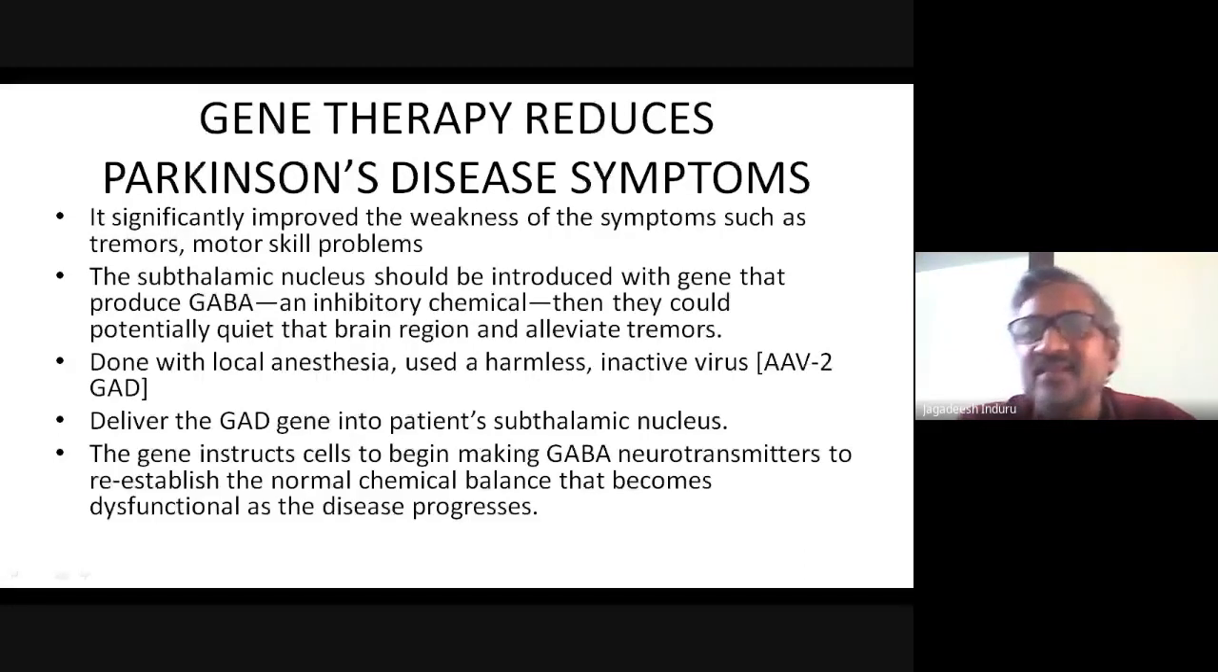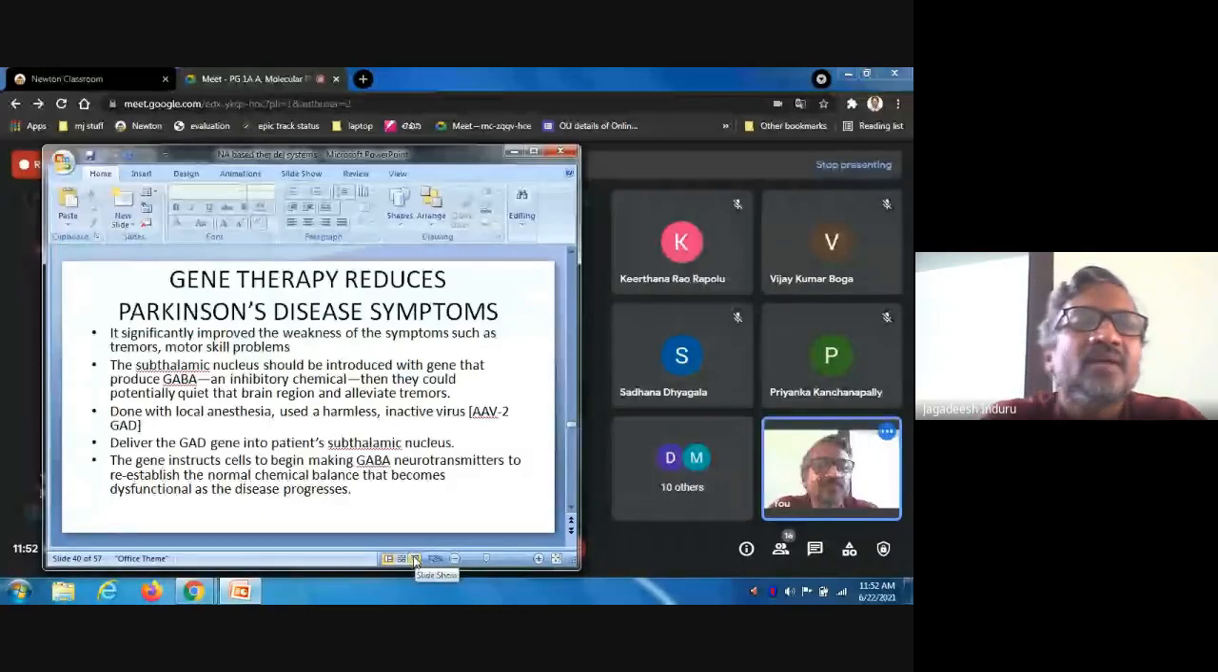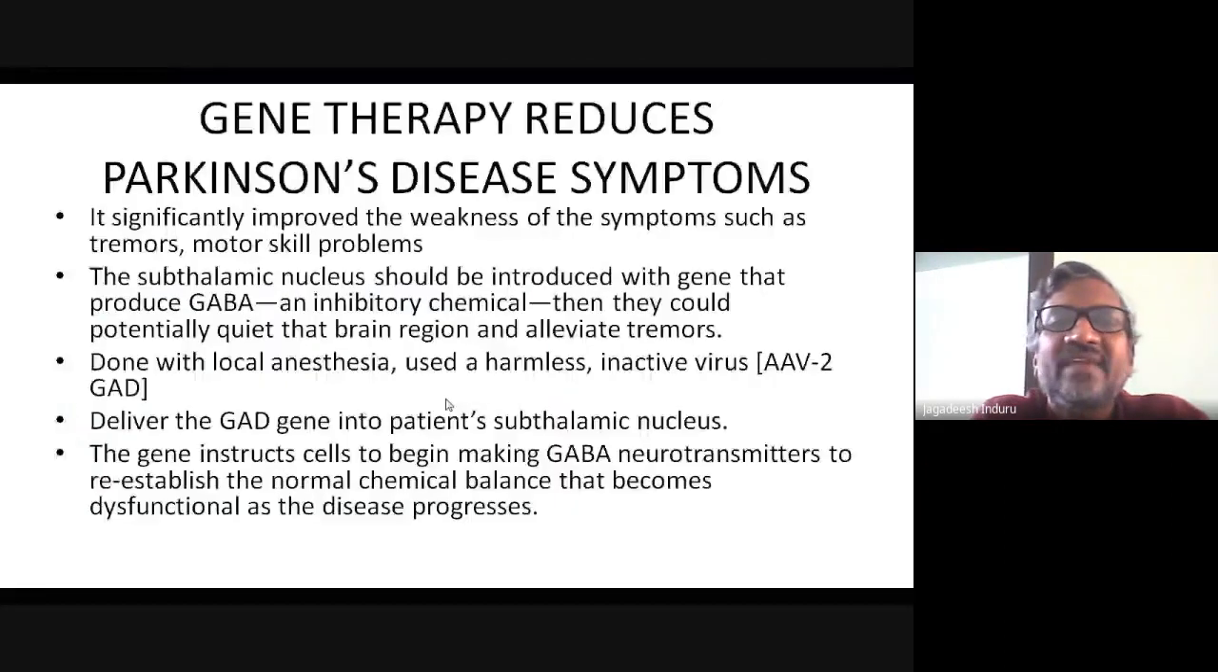The third one is gene therapy for Parkinson's disease. This has also been done with some success. It significantly improved symptoms such as tremor and motor skill problems. The subthalamic nucleus is introduced with a gene that produces GABA, gamma aminobutyric acid, an inhibitory chemical, which could potentially quiet that brain region and alleviate the tremors. So this is what the therapy includes.